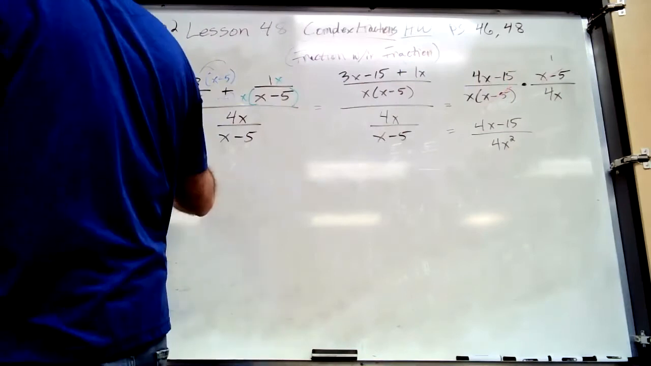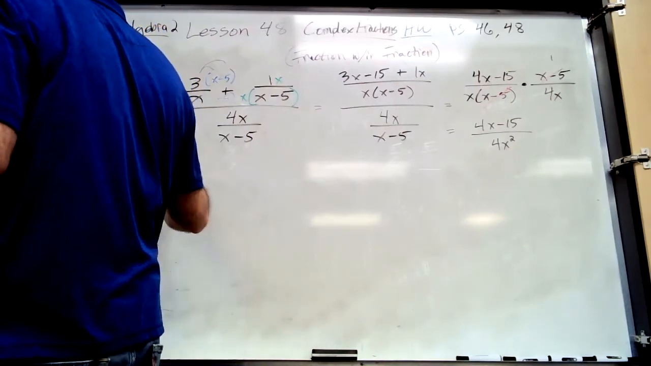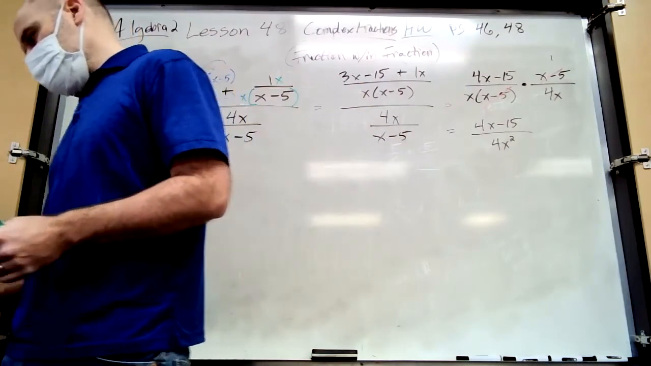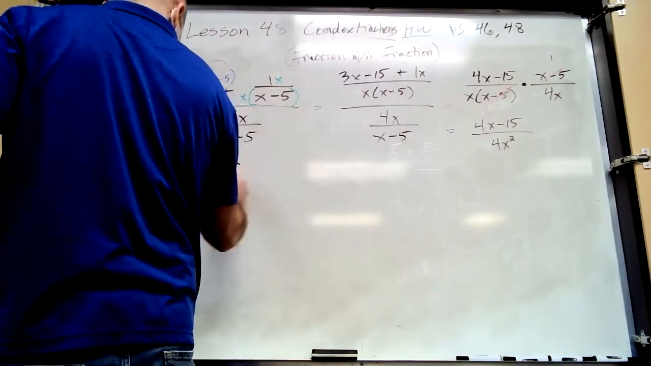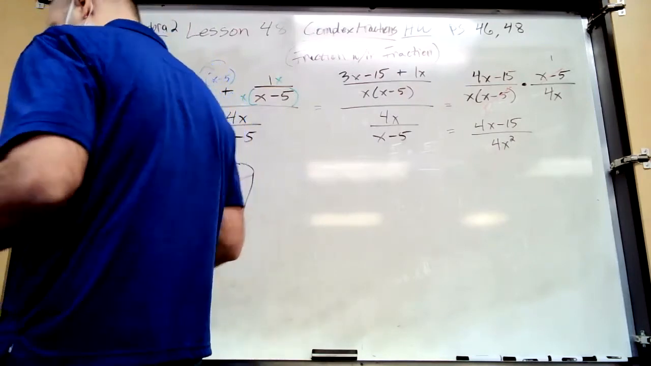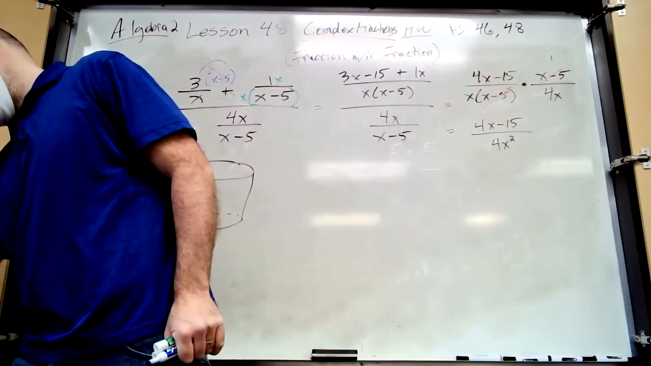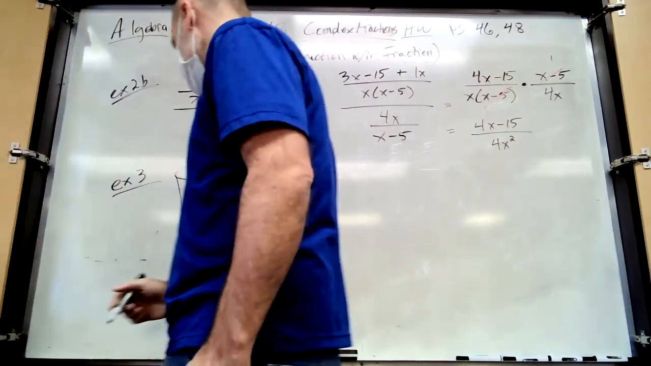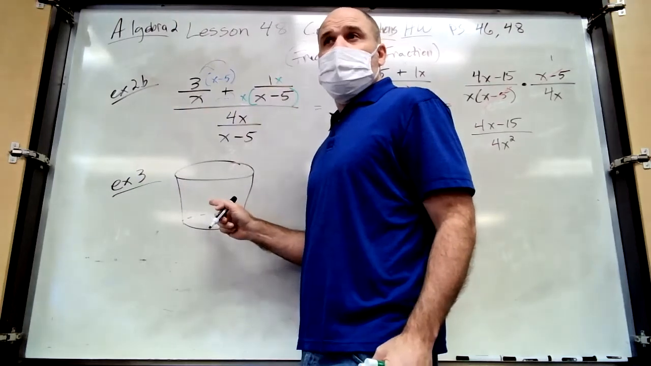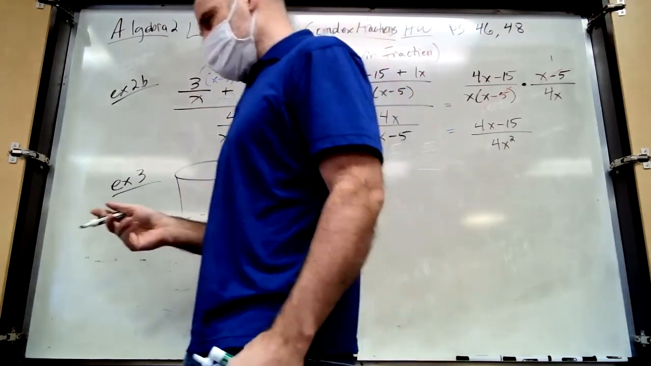Okay, this is example 3, and this is actually our life application problem. But here's what it says. A solar collector in the shape of a frustum. Did you guys know this is a frustum? A little trapezoid. It looks like a trash can.